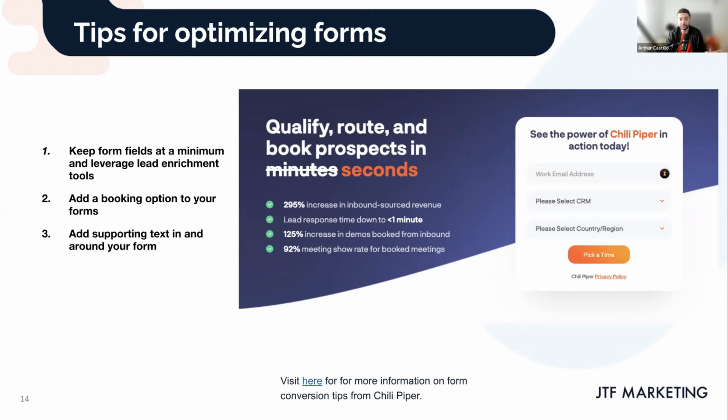They could see right away, oh, okay, wow, 294% increase in inbound source revenue. That sounds pretty good. So we really made sure to highlight that. The "qualify, route, book prospects in minutes" crossed out in seconds, we had shortened that. It was almost maybe twice as long. So we tried to shorten that, let them know it's going to be down from minutes to seconds.